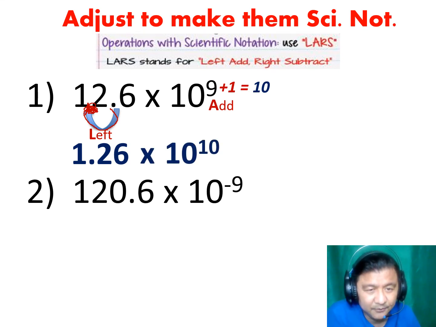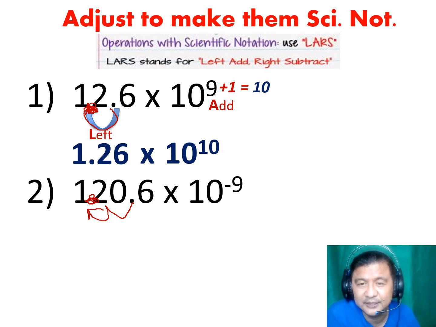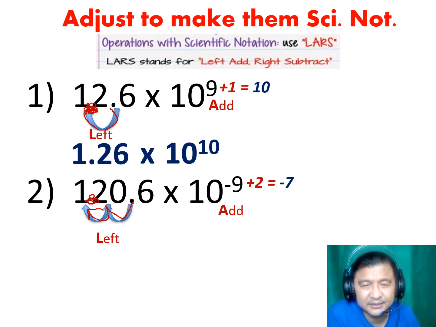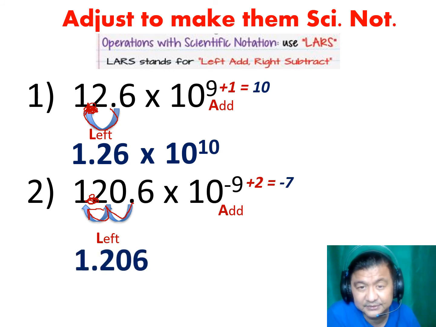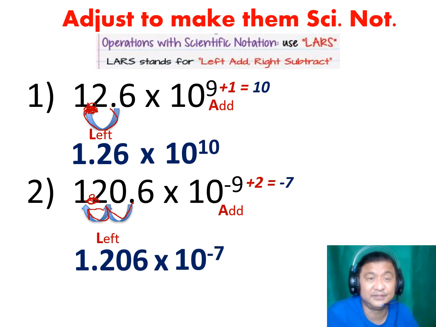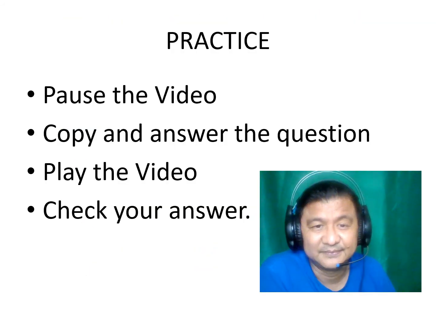Now here, I want the decimal point here. Again, I move to the left. How many times? 2 times. Let's make the adjustment, 1, 2. So left 2, LA, add. I need to add 2 on the other side. Negative 9 plus 2 is negative 7. Write it as an exponent: 1.206 times 10 to the negative 7. Okay, got it? Practice.